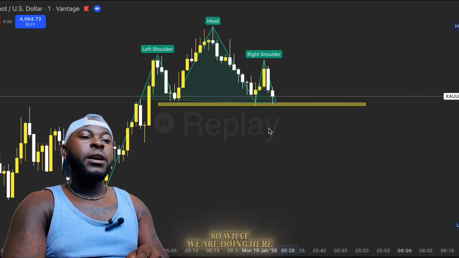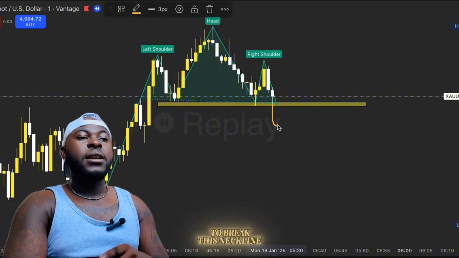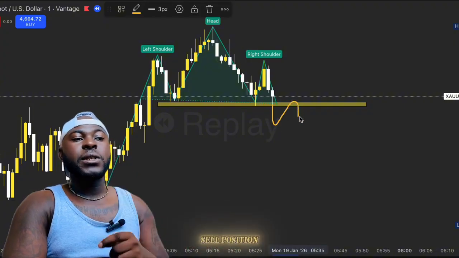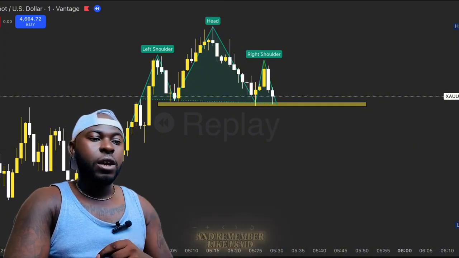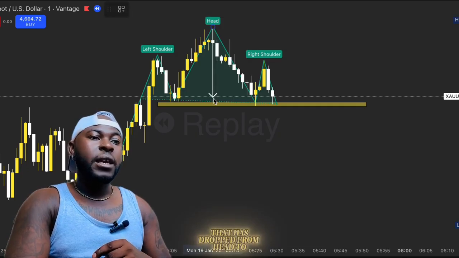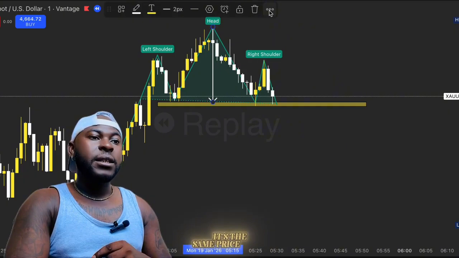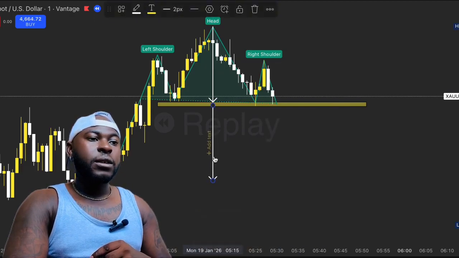So what we are doing here, we are actually expecting the market to do what? To break this neckline, retest, and then we're going to take a sell position and hold it till our take profit. And remember, like I said, your take profit is going to be the same price that has dropped from head to neckline, right? It's the same price that's going to drop from neckline to take profit, right?